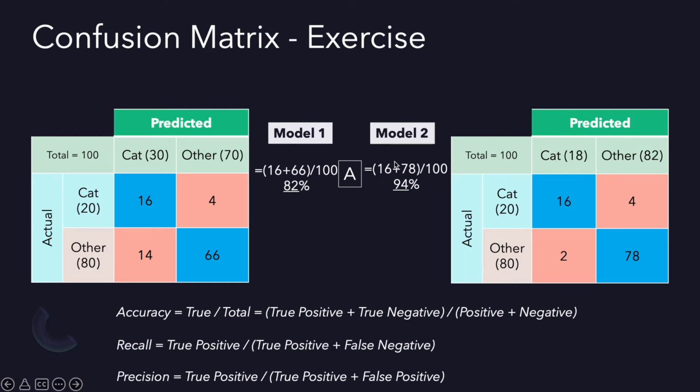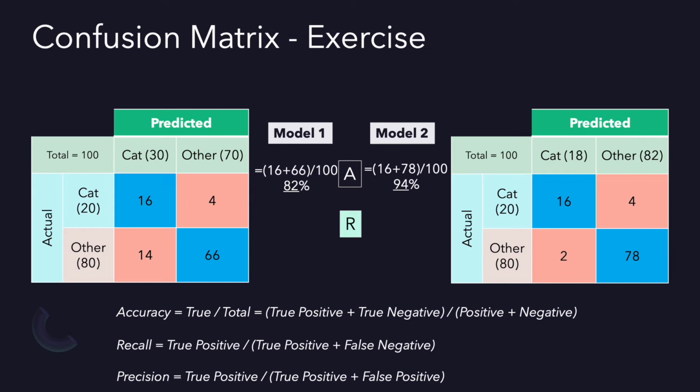With the same logic and formula, the accuracy of the second model is 94%. In terms of only accuracy, we can say that the second model is better. However, the first one also is not too bad. That's not enough for us, so let's continue.